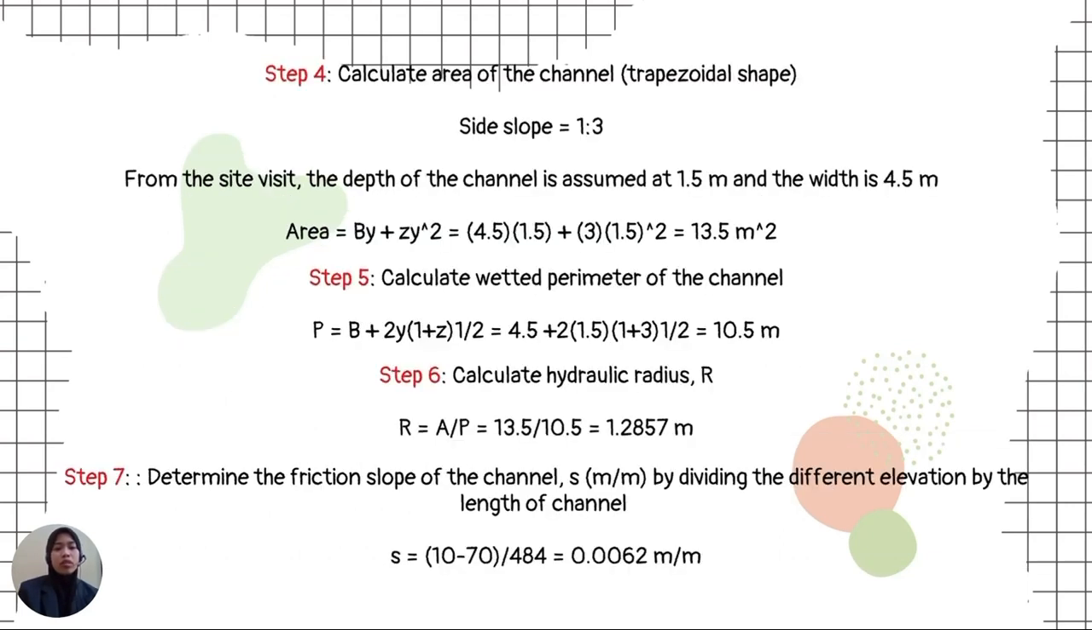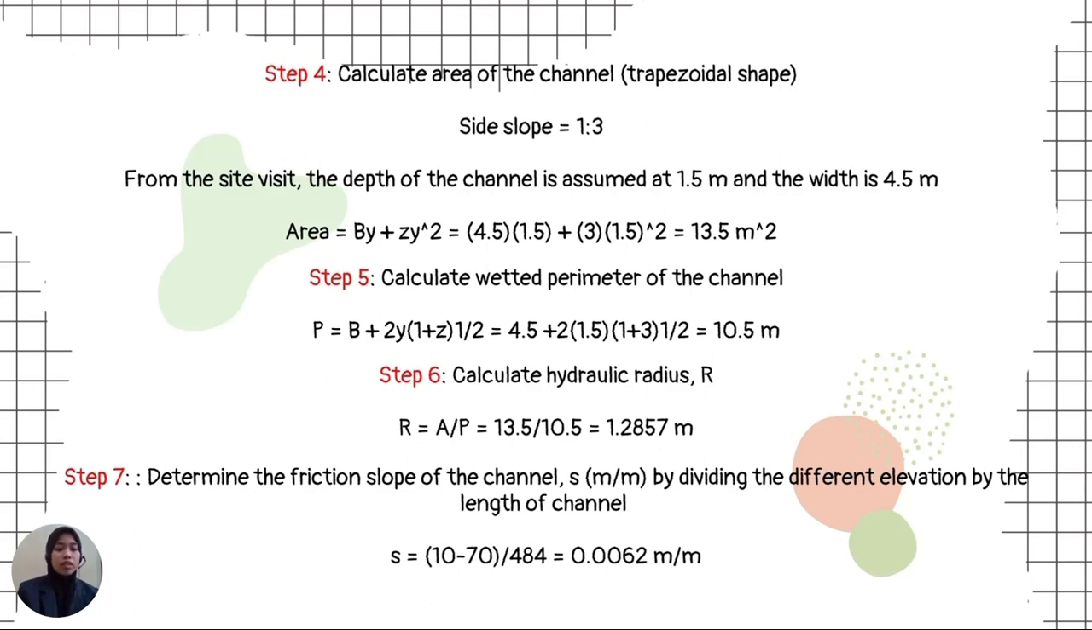Step 4, calculate the area of the channel, which is trapezoidal in shape, with side slope 1:3. From the site visit, the depth of the channel is assumed at 1.5 meter and the width is 4.5 meter. By using this formula, we get the area is 13.5 meter square. Next, step 5, calculate the wetted perimeter of the channel. Using this formula, we get the wetted perimeter is 10.5 meter. Step 6, calculate hydraulic radius. Using the formula R equals area over wetted perimeter, we get the hydraulic radius is 1.2857 meter.